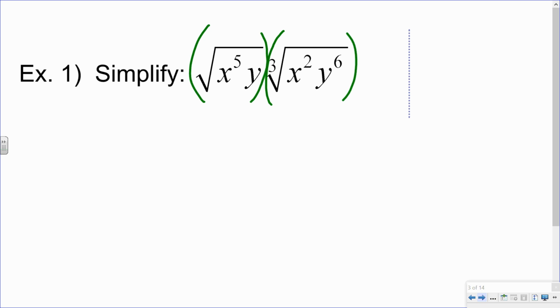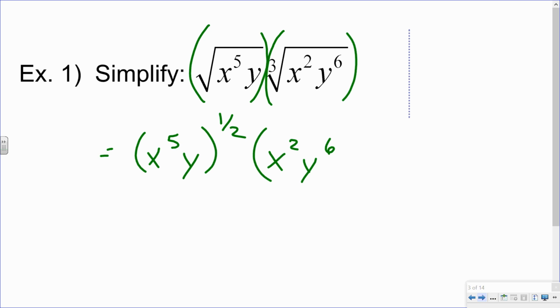So when we have ones like this, the first step is to write the square root and cubed root as fractions for our exponents. So we have x to the 5th y to the 1/2, and we have x squared y to the 6th to the 1/3. Question or just stretching? Okay, just checking. Don't want to lose you here.